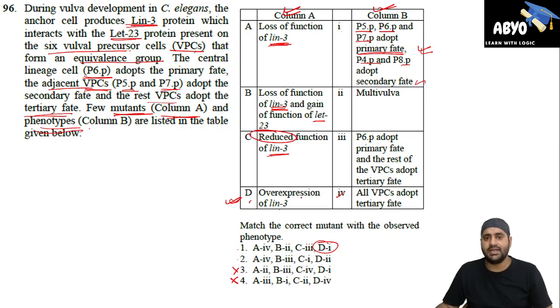Again, for our understanding, let us see. Loss of function of lin-3 and gain of function of let-23. What will happen? Multiple vulva. I have said earlier that let-23 is maximally present, meaning more and more receptors will be there. When there are more and more receptors, a slight release of the inductive protein will lead to the formation of multiple vulva. So by this way, the combination statement A is correct.